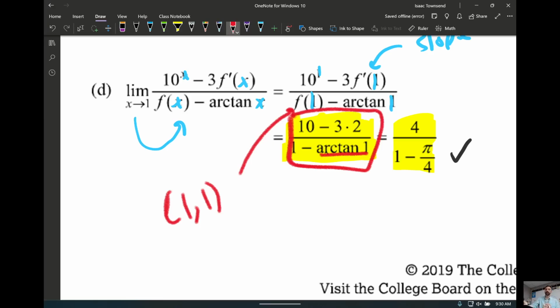So when you see that, this should look a lot easier now, because all I did is plug in a 1. This comes from slope because it's derivative. This is a point because it's just the function value, and this I could leave alone. There's the answer. Everything else is considered arithmetic.